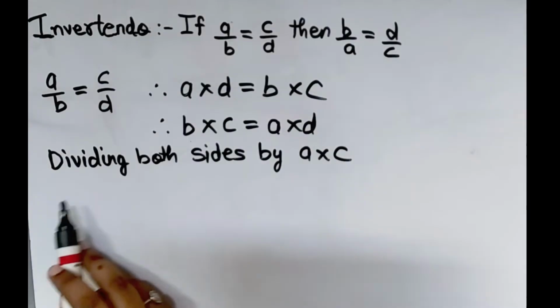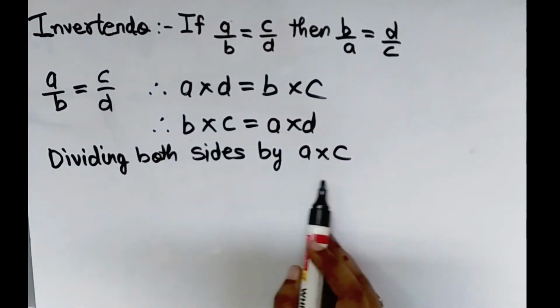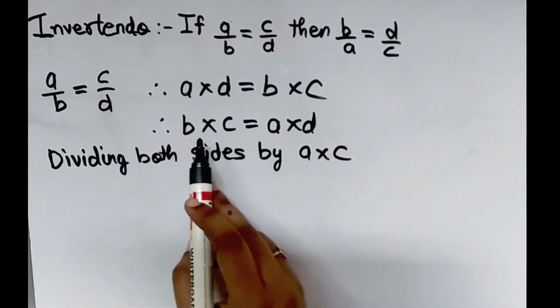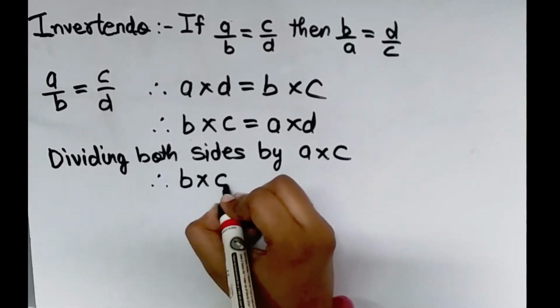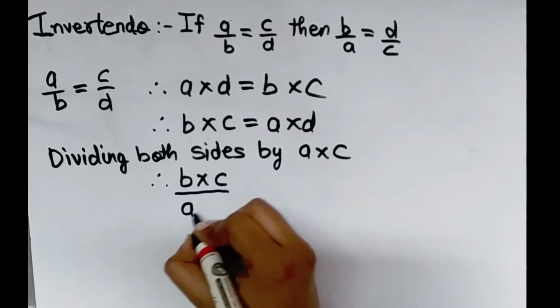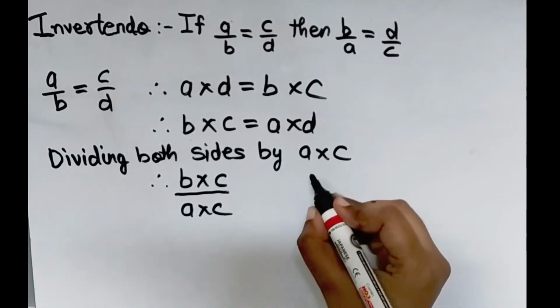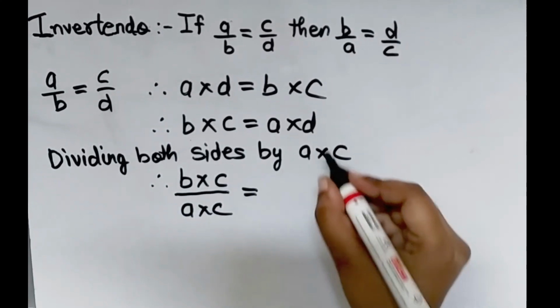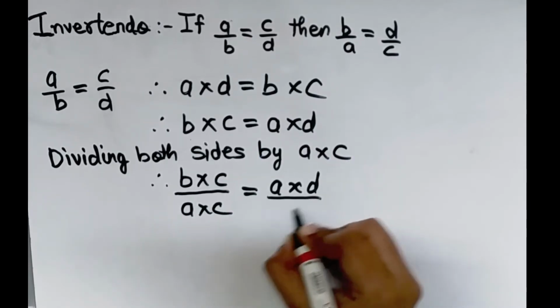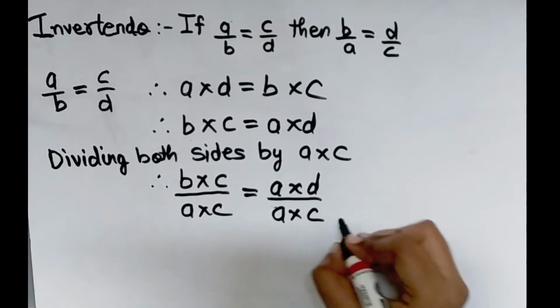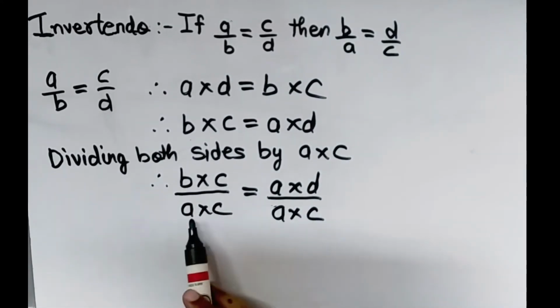So dividing both sides by A into C. Both these sides we have to divide by A into C. B into C upon A into C, equal to A into D upon A into C. So we have divided both sides by A into C.